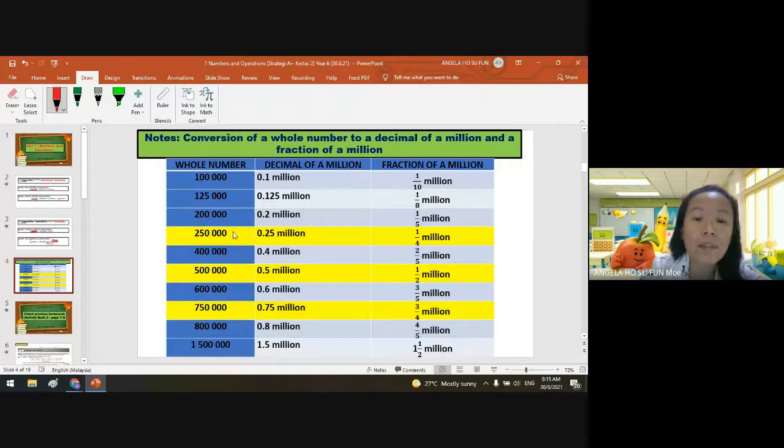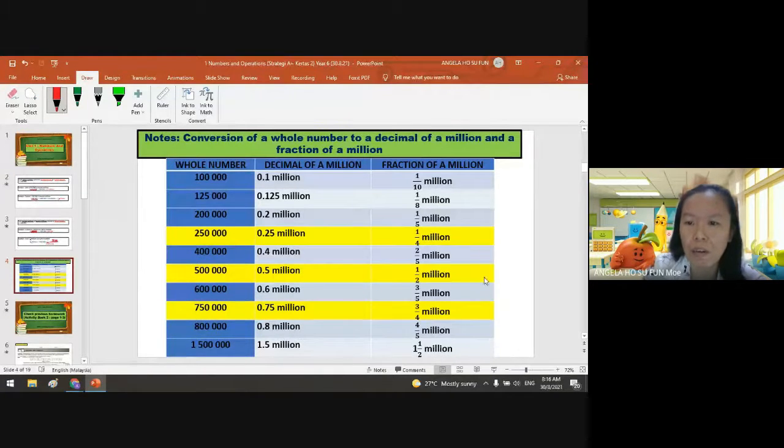The ones that I highlighted in yellow color are very common conversions, which I think you should know and stick in your mind, because these numbers always come up when they ask questions. Of course, the rest of it you have to know also.